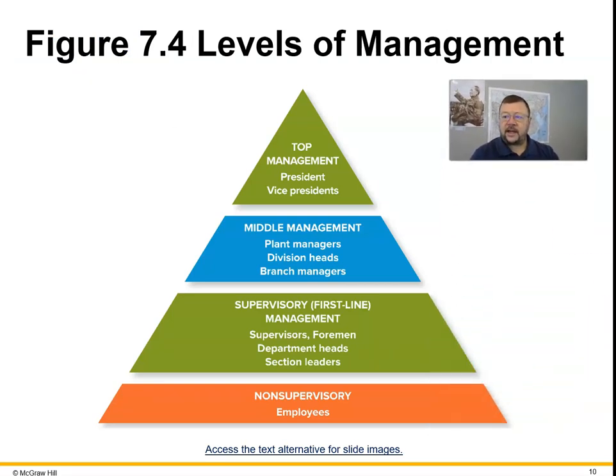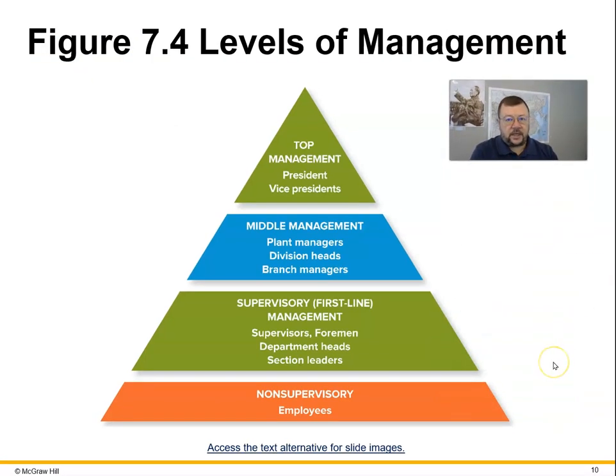Here we have a pyramid. Shows different levels of management. This is also from your textbook, Figure 7.4. We have 3 levels of management, and then we have the non-supervisory employees. Anybody that's worked in an organization should be familiar with these. At the top, we have the president, vice presidents, the top management team, you might say.